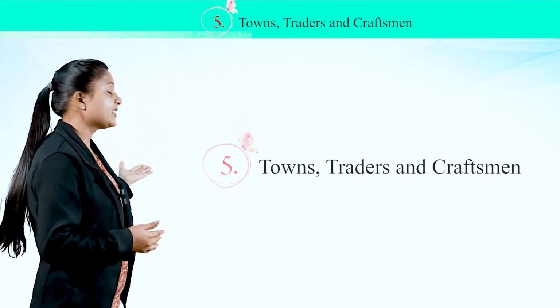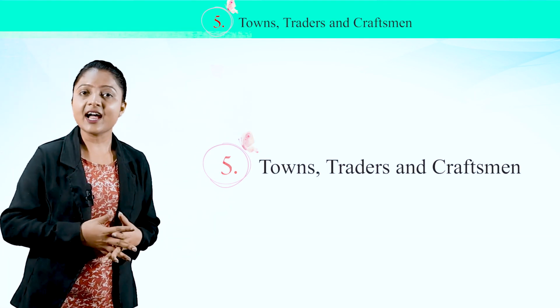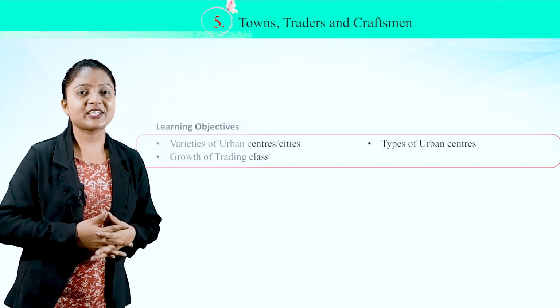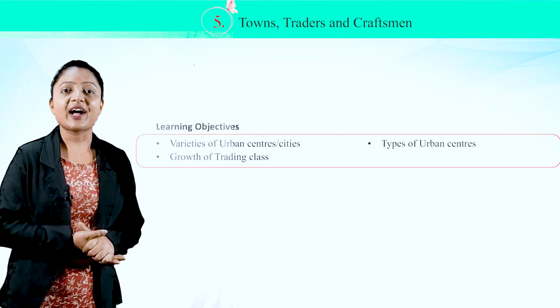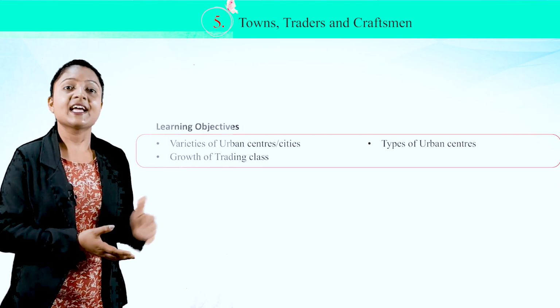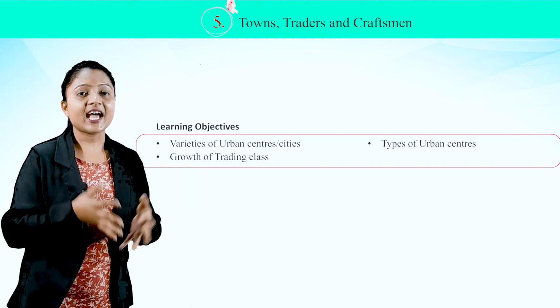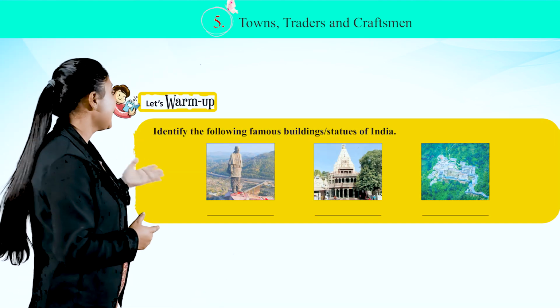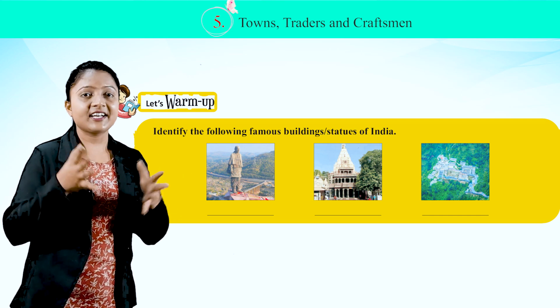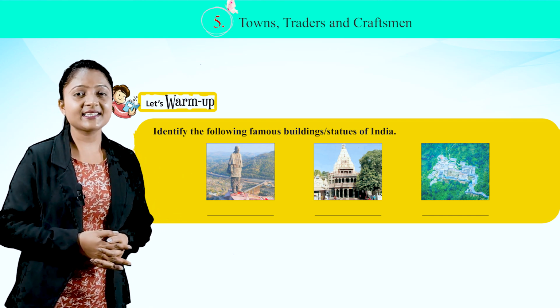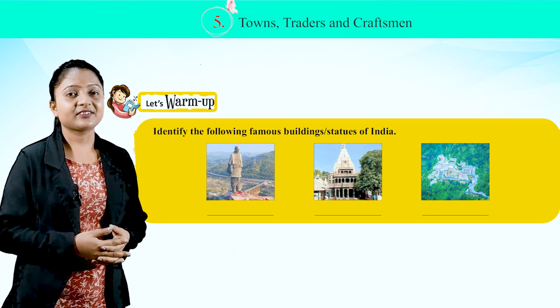Today we are going to start chapter 5, Towns, Traders and Craftsmen. Learning objectives: varieties of urban centers, cities; growth of trading class; types of urban centers. Let's warm up. Identify the following famous buildings and statues of India.